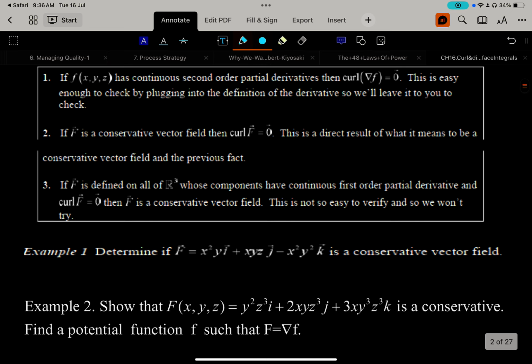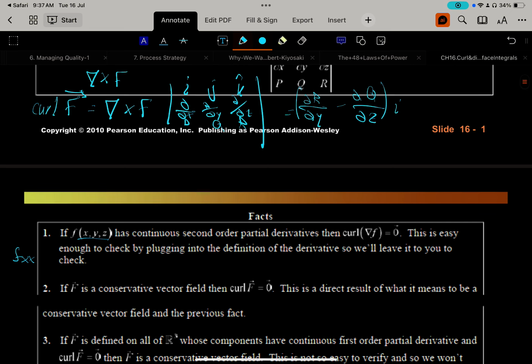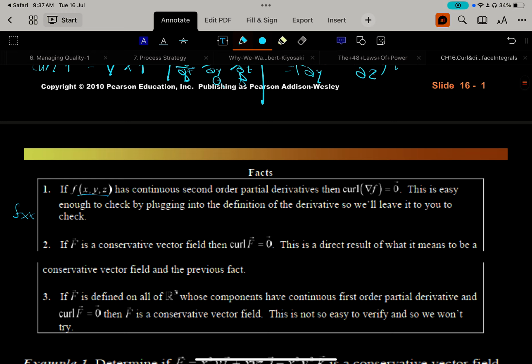And so if f of x, y, z has continuous second order partial derivatives, then the curl of the gradient of f equals 0. So the curl of the gradient is 0. It's second order, not first order, so it involves terms like f_xx. If it has that, then the curl of the gradient is 0. This is easy enough to check by plugging into the definition, so we'll leave it to you to check.